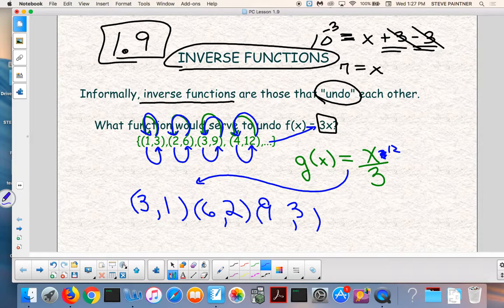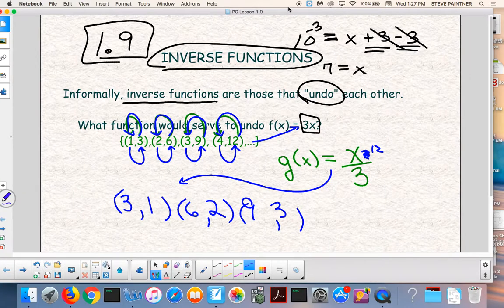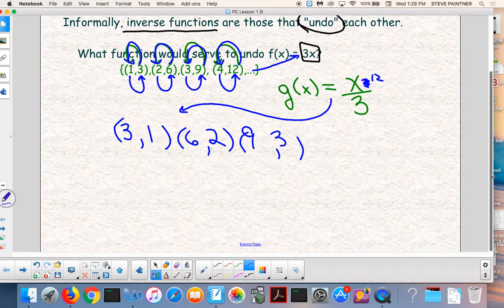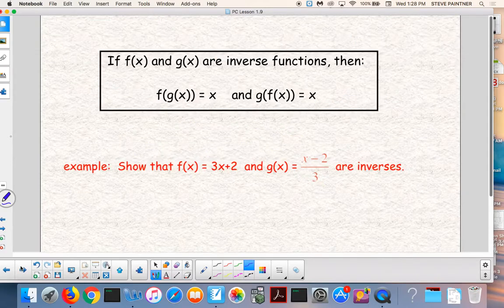Does this ring a bell? Do you remember last year in Algebra 2 we're looking for inverse functions? Don't you remember switching the x's and the y's? Your faces aren't saying yes to me. Some of you are trying to, I don't know, if you're faking it or what. I hope you do remember, because really that's all you did. You switched x's and y's.